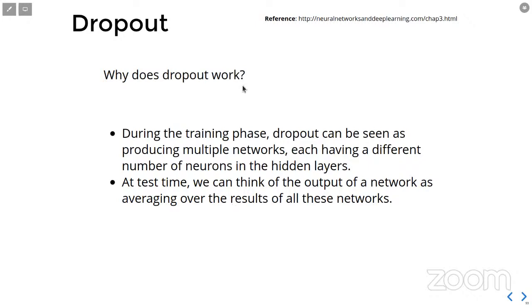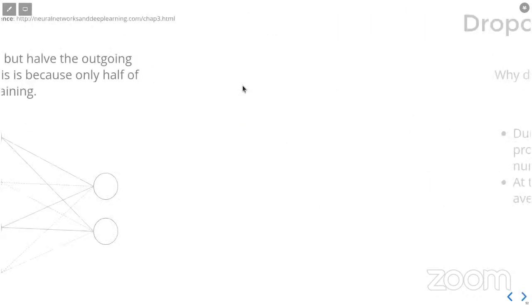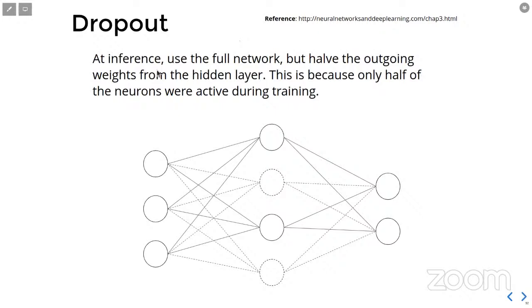But at inference, you use the whole network, but whatever weights are going out from these hidden layers, you make them one half of their existing values. That's because only one half was active during training. Every time during training, you dropped half of them. Therefore, when you are using this network for inference, you should multiply the weights by half.